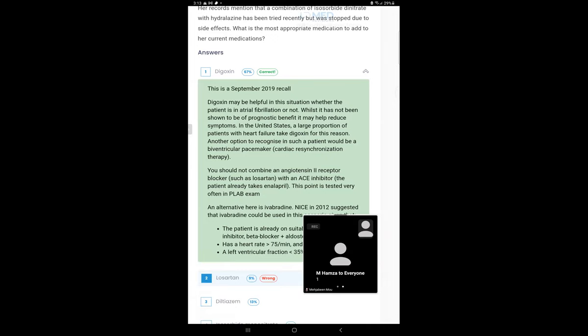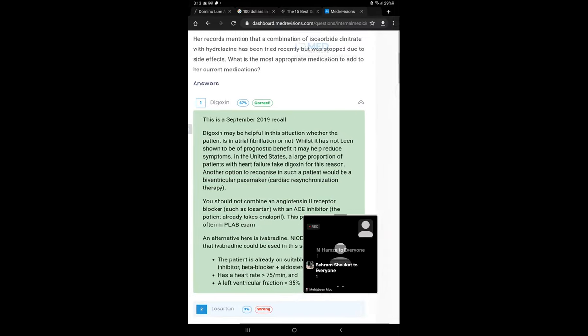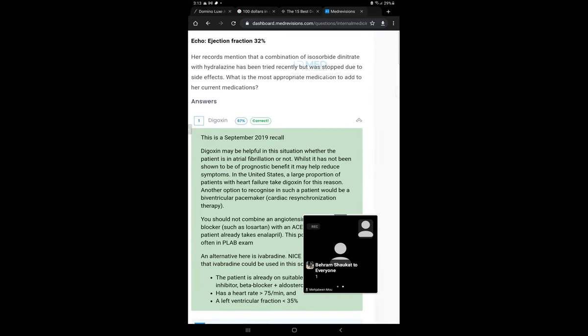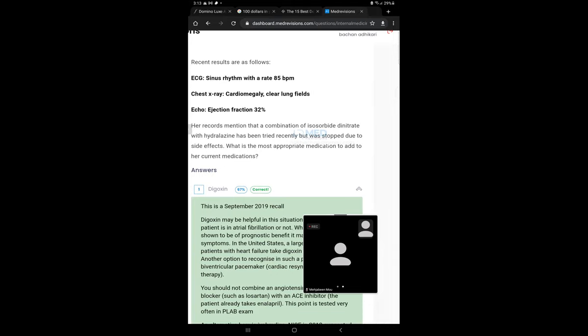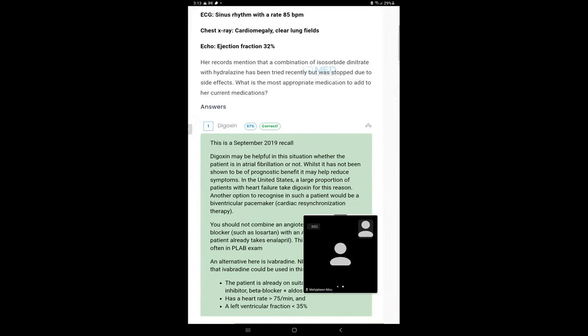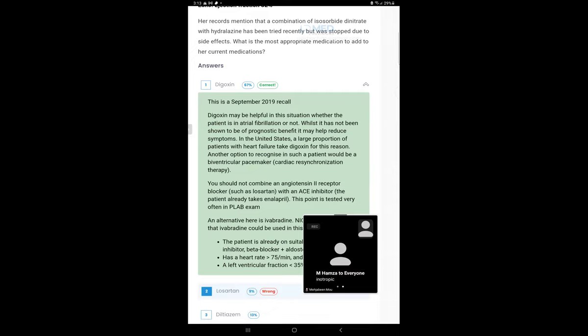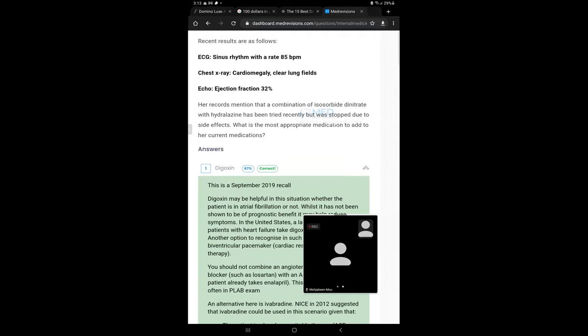Digoxin, digoxin, why? This person has heart failure. Dr. Behram and Dr. Hamza are right. This is a recall from 2019. Here's the thing: digoxin may be helpful in this situation whether the patient is in atrial fibrillation or not. This person is on almost everything, but he's in heart failure. And if you look at his heart rate, it is 85 in sinus rhythm, which is almost normal. But look at his ejection fraction. We spoke about the ejection fraction, which is 32.